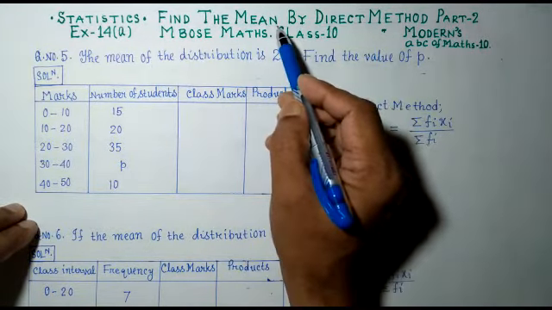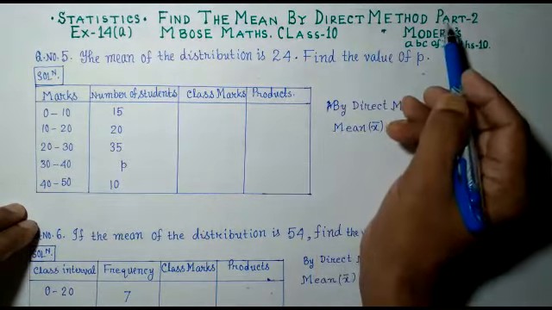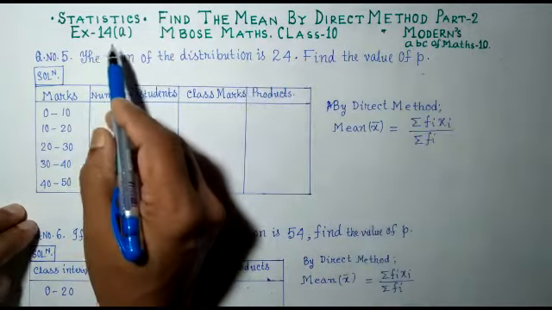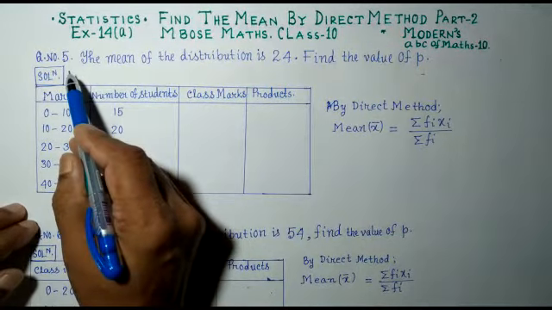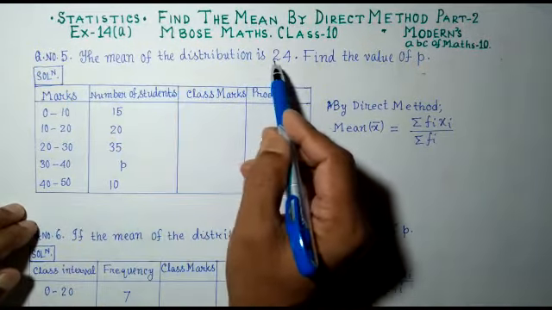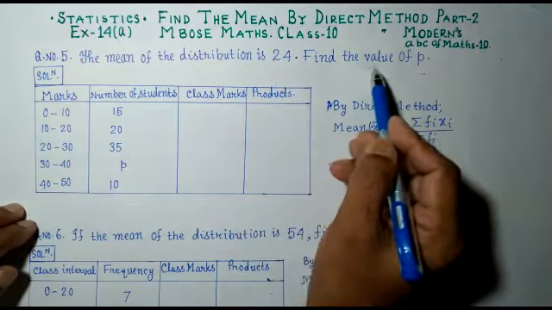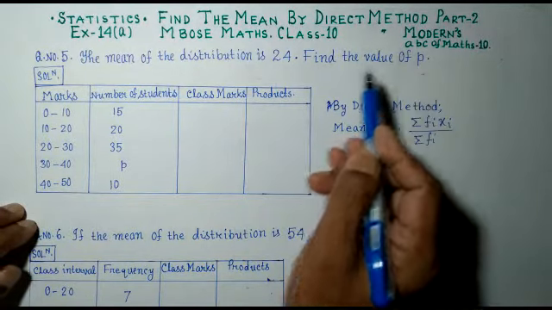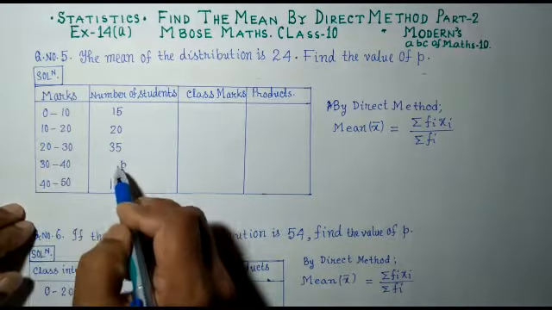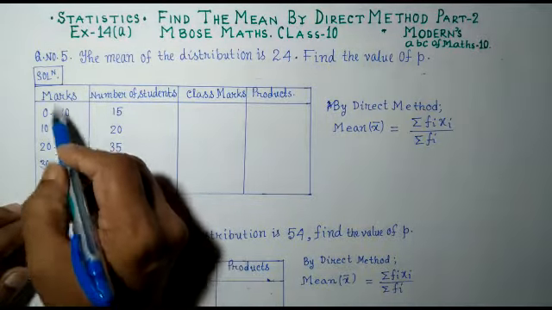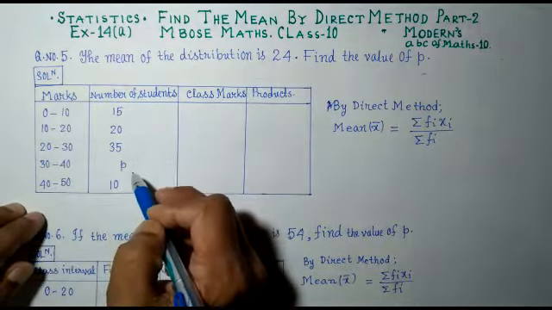Statistics, find the mean by direct method part 2. Exercise 14a, R S Aggarwal Maths class 10, look at question number 5. The mean of the distribution is 24, find the value of p. So first we have to write the question in vertical form. So I have written here already. So marks is here, number of students here.